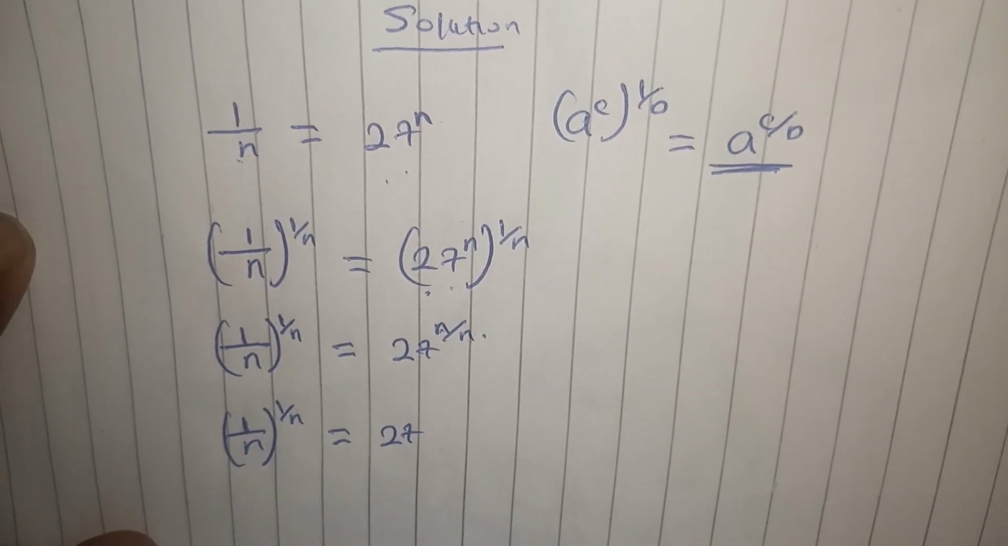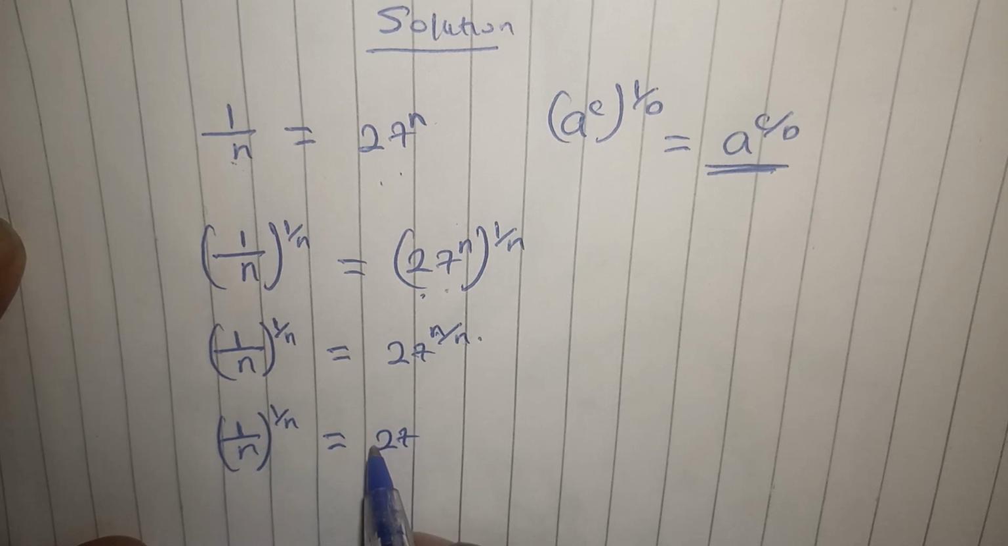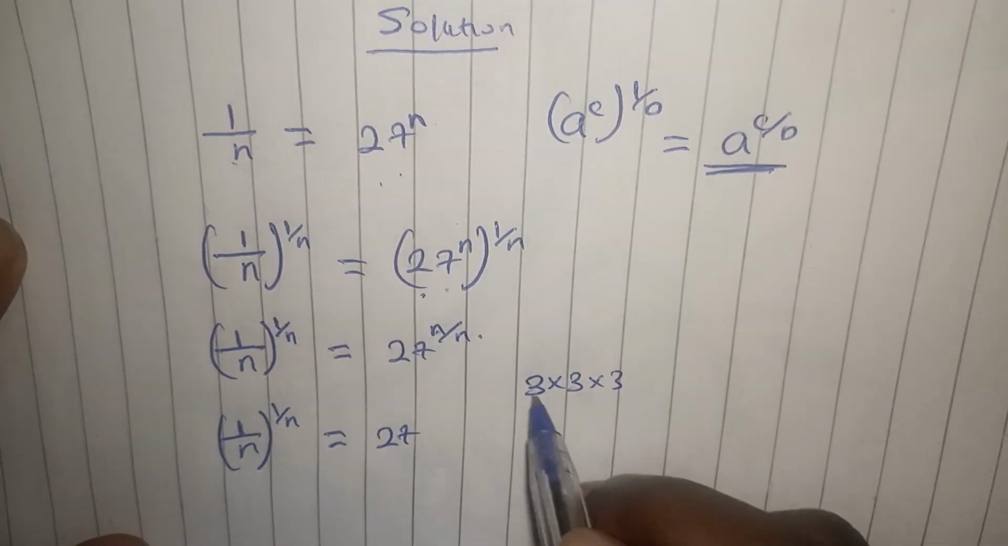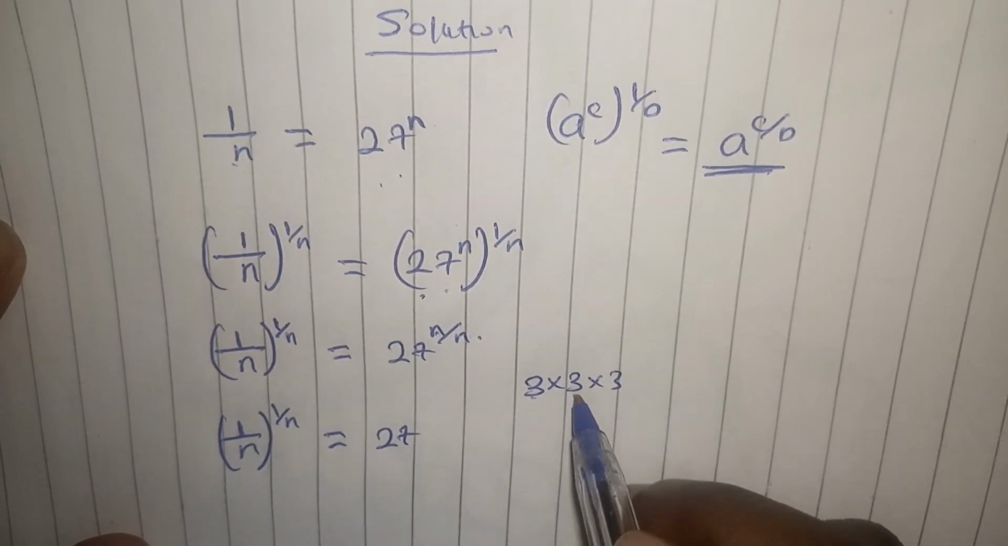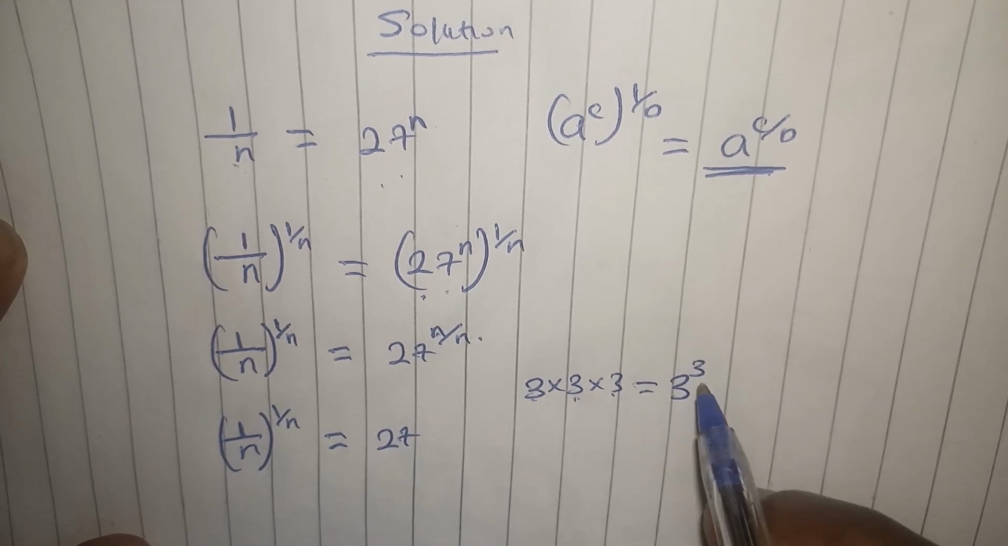Having done this, the 27 we can express as a power. It's the same thing as 3 times 3 times 3. 3 times 3 gives us 9, and 9 times 3 gives us 27, which is also equal to 3 to the power of 3.